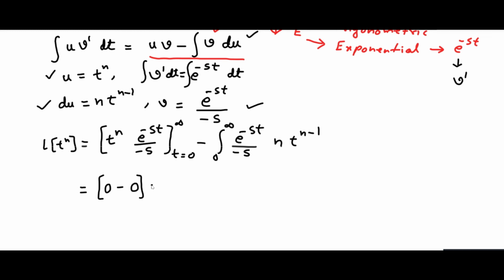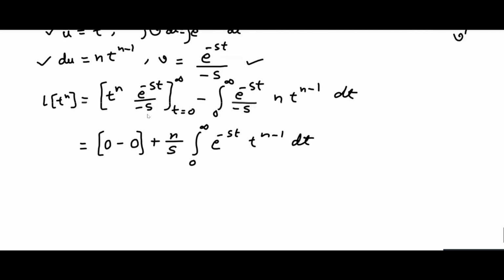Then coming to the next term, minus of minus will become plus. If you want, you can take the value of n outside, divided by s also outside. Then you have the integral from 0 to infinity. You are left with e power of minus st times t power of n minus 1, and here you have dt.